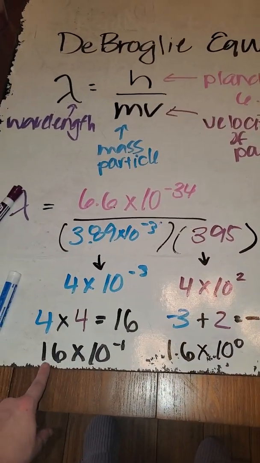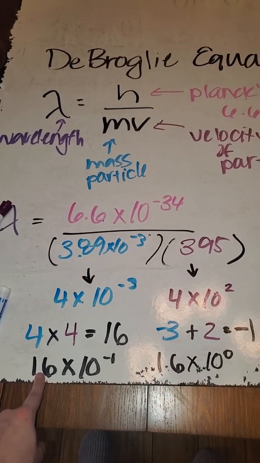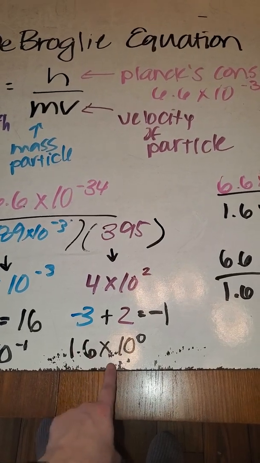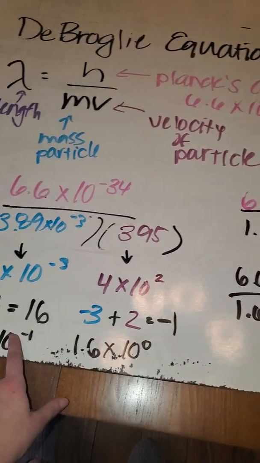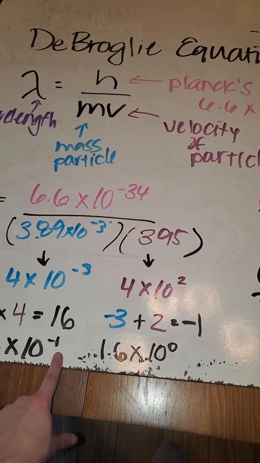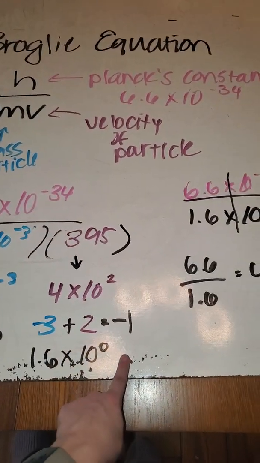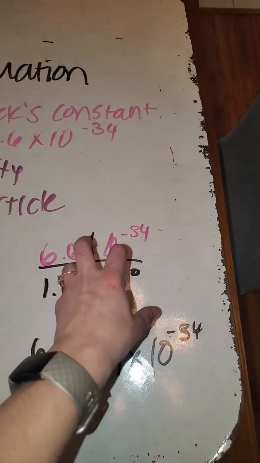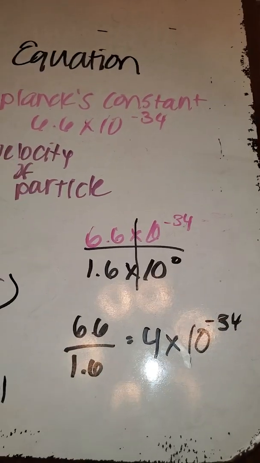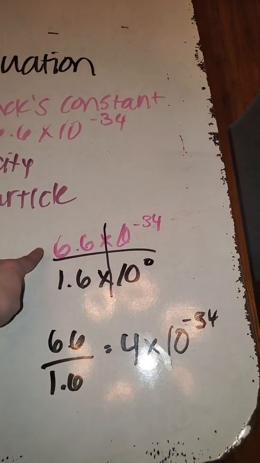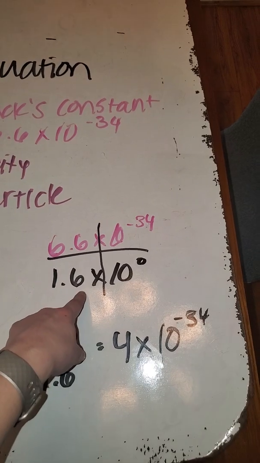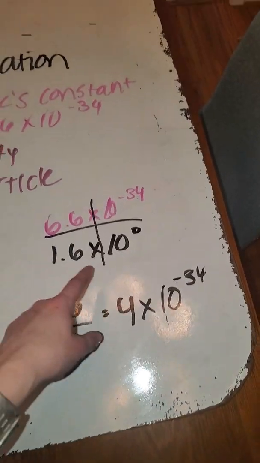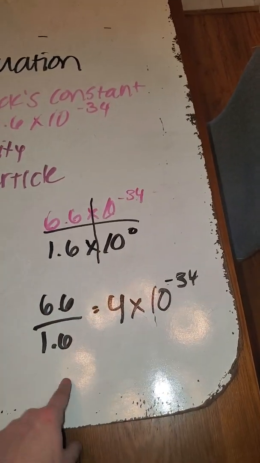Okay, but we can't leave it like that because there's two numbers in front of our decimal. So we're going to move the decimal place over 1 to get 1.6, and then we do times 10 to the 0, because we moved our decimal place. So we go from negative 1 to 0. All right, so now we're going to take that number and plug it in at the bottom, because we just did our mass times our velocity. So we're going to take Planck's constant and we are going to divide it by this 1.6 times 10 to the 0. So 1.6 times 10 to the 0 is really just 1.6.